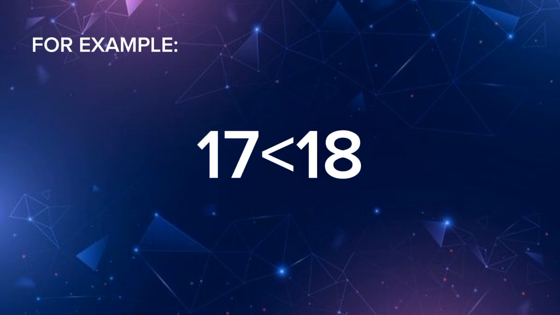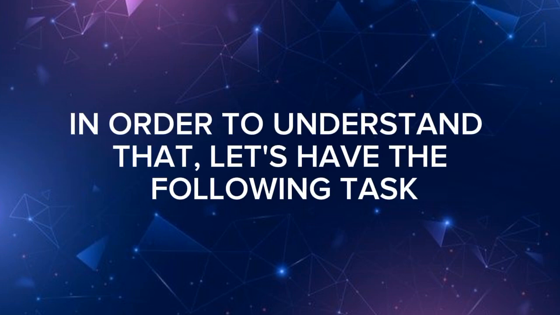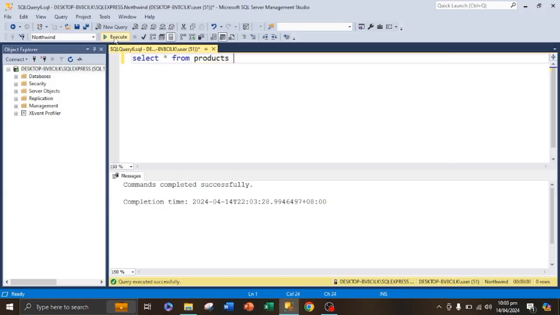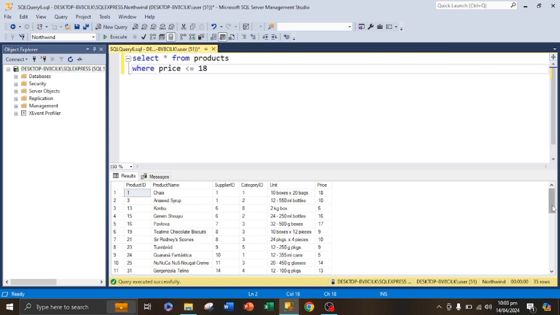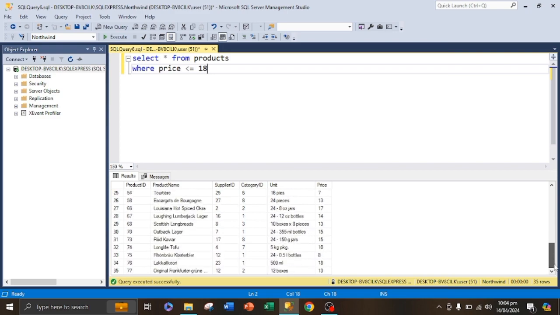If we have 17 <= 18, it means 17 is less than or equal to 18, which is also true. But if we have 19 <= 18, it means 19 is not less than or equal to 18, which is false. In order to understand, let's have the following task. Find all the products where price is lower than 18 or equal to 18. So the syntax that we will use is SELECT * FROM product WHERE price <= 18. As you can see, all of this data is less than price 18 or equal to price 18.